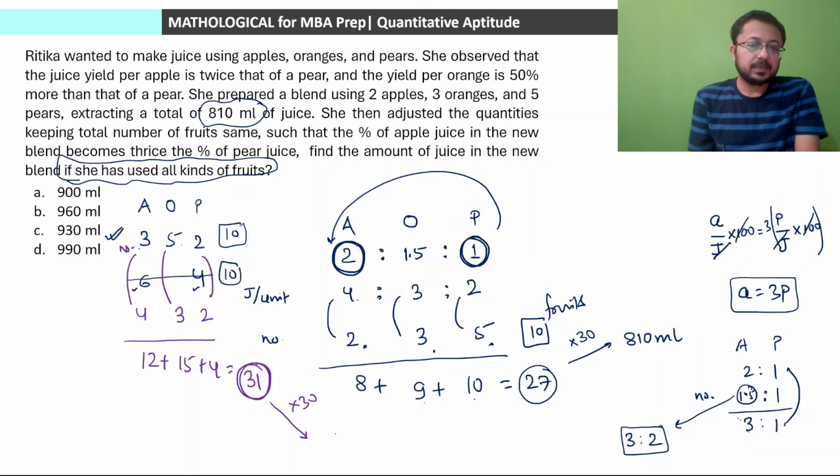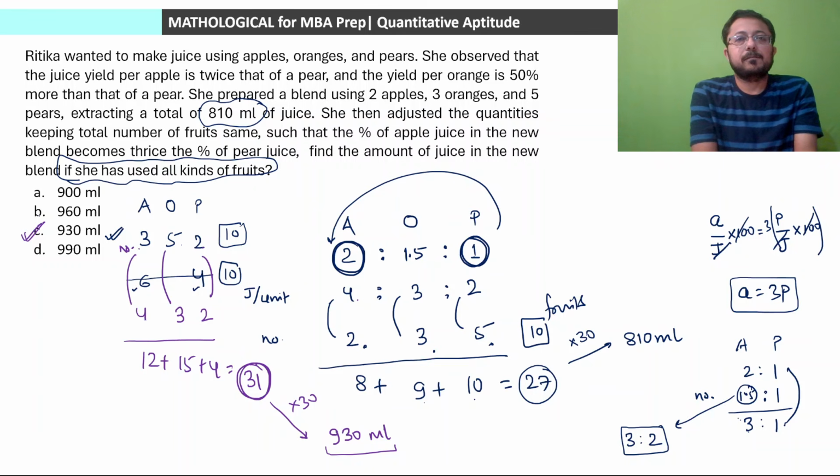That is 31 units. A total juice prepared is 31 units, and 1 unit was equal to 30. So 31 into 30, यानी कि total juice prepared will be 930 ml. Our answer will be 930 ml, option C in this case. Is that clear?